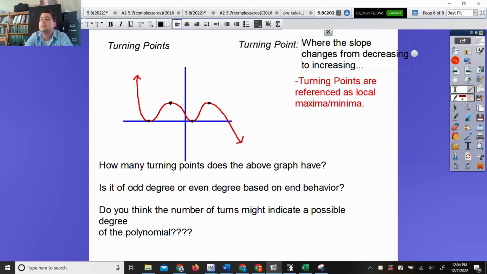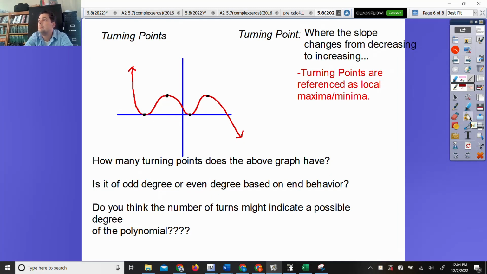Anybody know how many turning points this graph has? There's 4. That's a turning point. That's a turning point. That's one. There's 4 of them. That's where the graph turns. And the whole point of this slide is to establish the relationship between turning points and the degree of a polynomial.